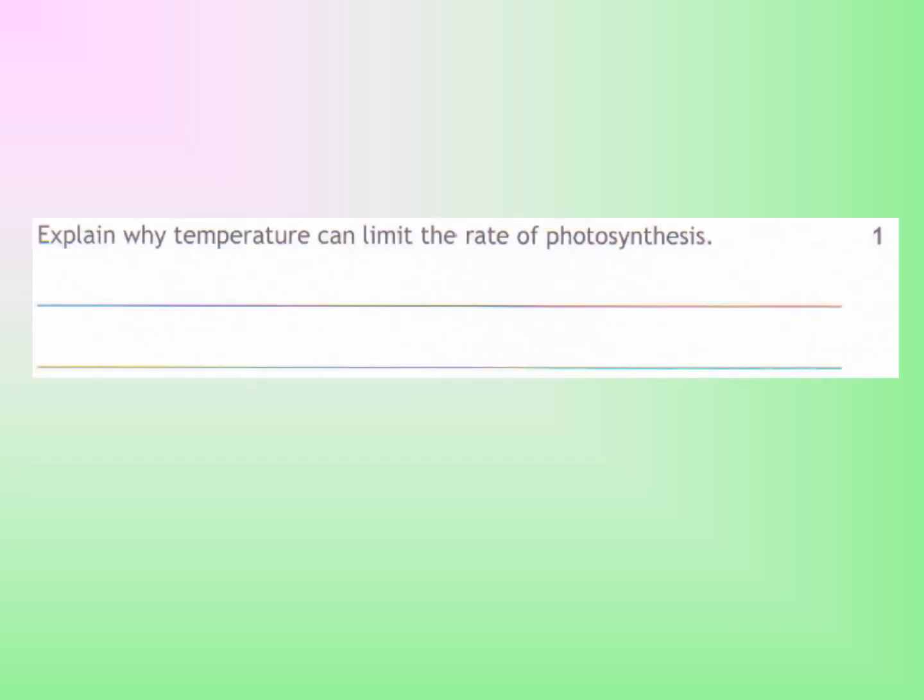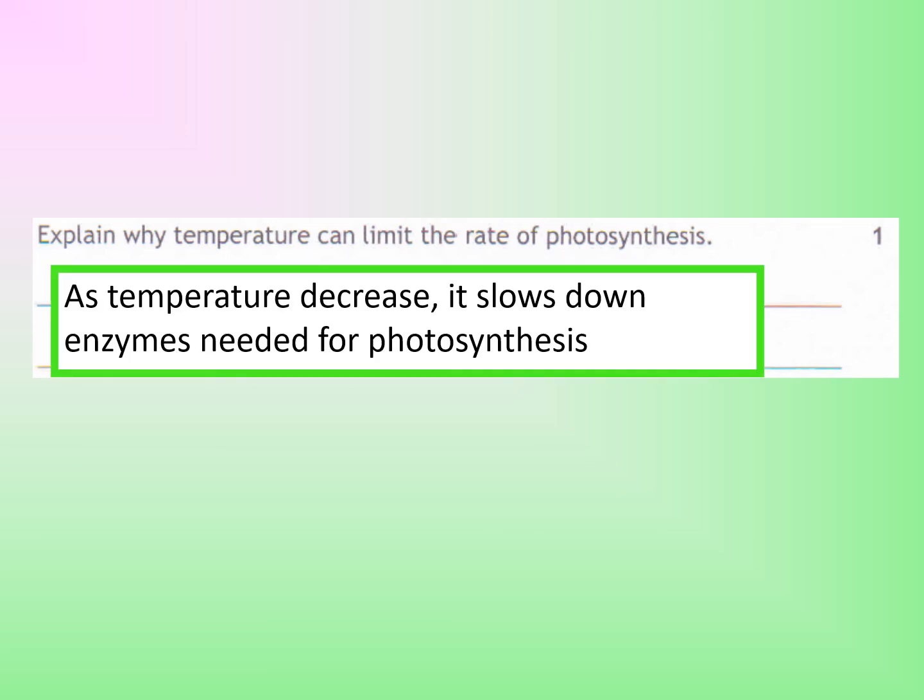Explain why temperature can limit the rate of photosynthesis. What do we know about the second stage of photosynthesis? Well, we know it's controlled by enzymes. Right, so if it's controlled by enzymes, we know that enzymes are affected by temperature, and the lower the temperature, the lower the activity of the enzymes.